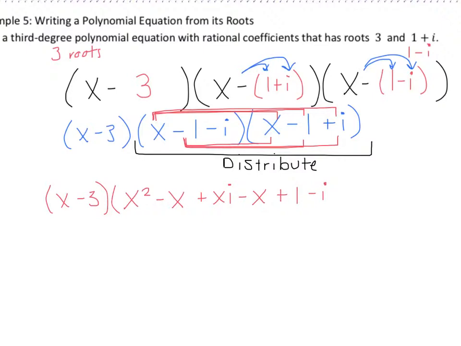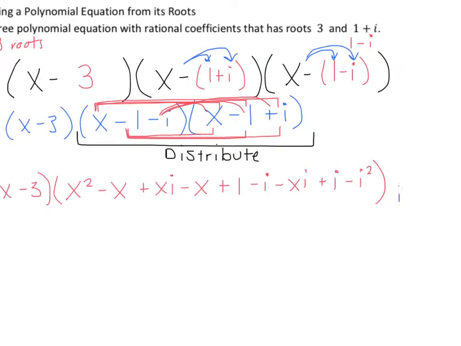Okay, one more set. We're going to have negative i times x. So that's negative xi. Negative i times negative 1. What does that give you? Positive i, and then negative i times positive i. Negative i what? Squared. It was i times i, so we have i squared.